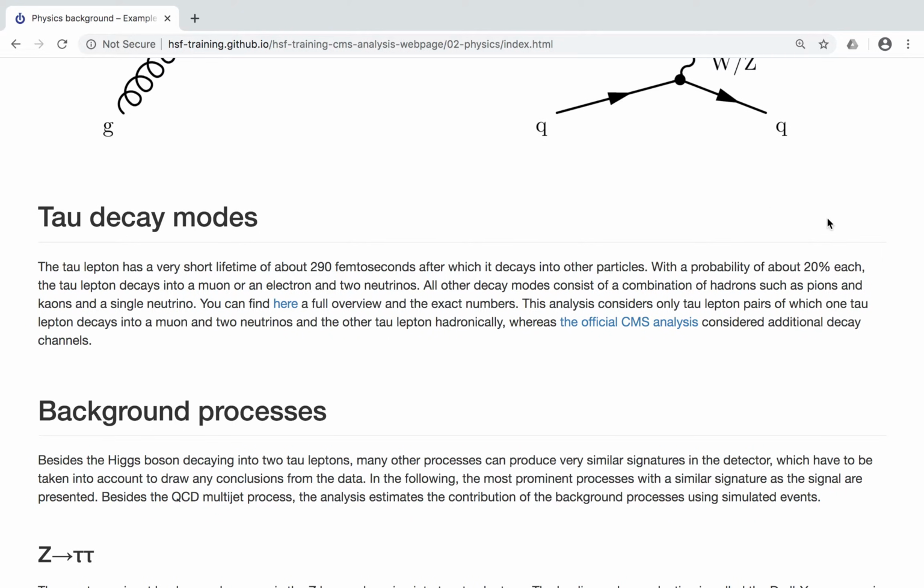So this analysis is considering only tau lepton pairs, where one tau decays into a muon and two neutrinos, and the other decays hadronically. This is yet another way that our analysis is a little bit simpler than the official analysis, which considered additional decay channels. So that is how we would produce and then see the decay of a Higgs boson.